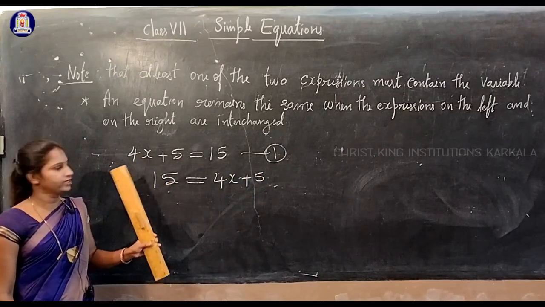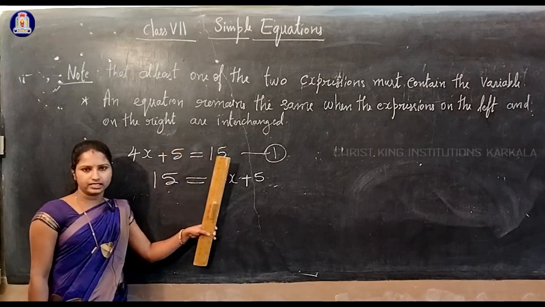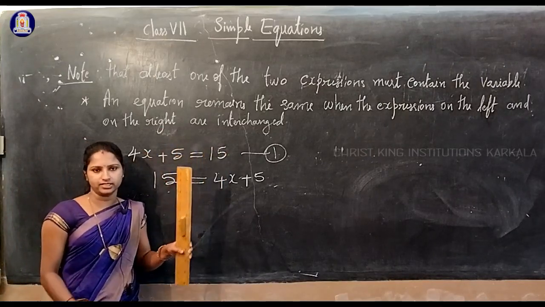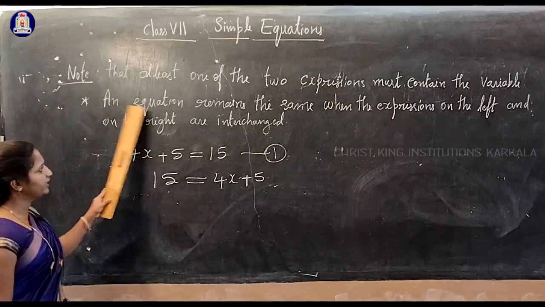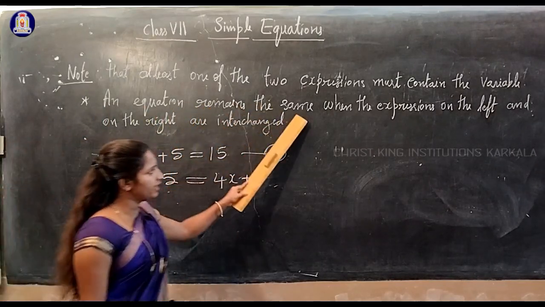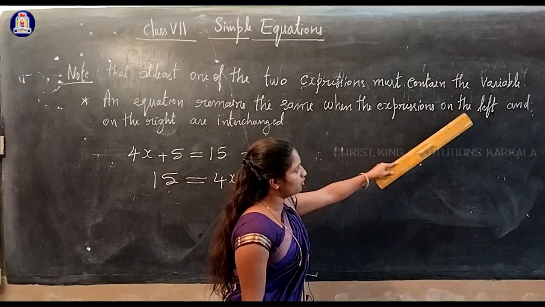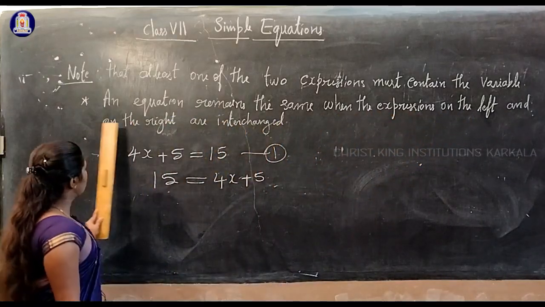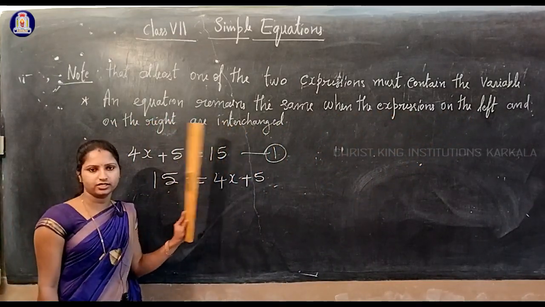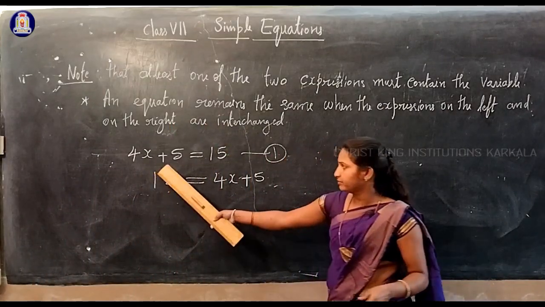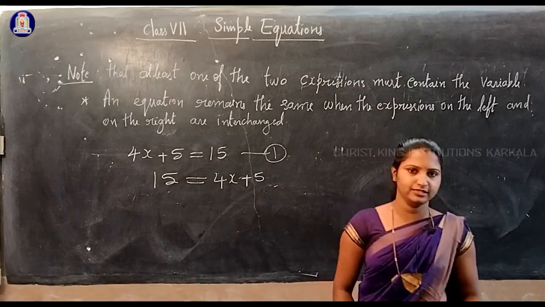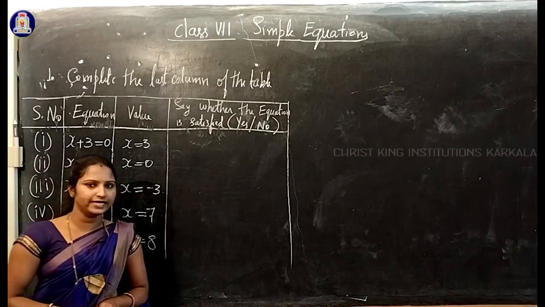We can write in any order, maybe in the left hand side or in the right hand side. We can interchange the place, but the value remains the same. See here, an equation remains the same when the expression on the left and on the right are interchanged. Clear? So we can write the equation on any side, left or right. Clear? Okay, now we are going to solve the exercise sums.